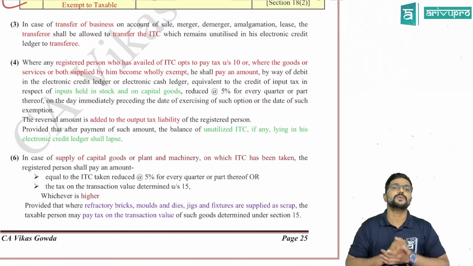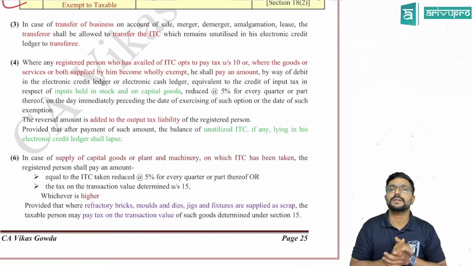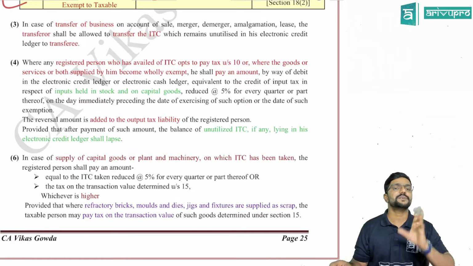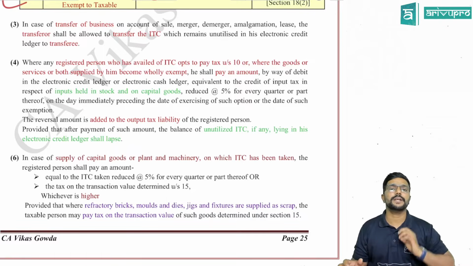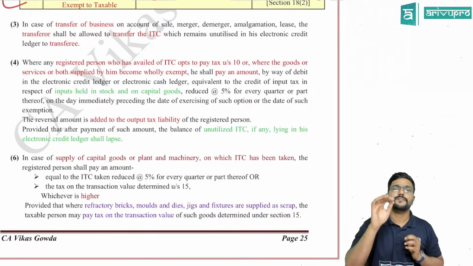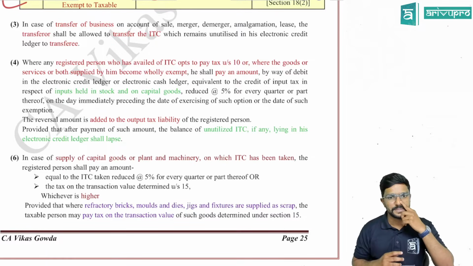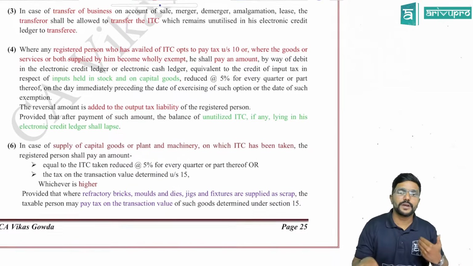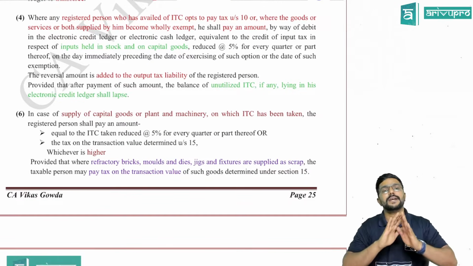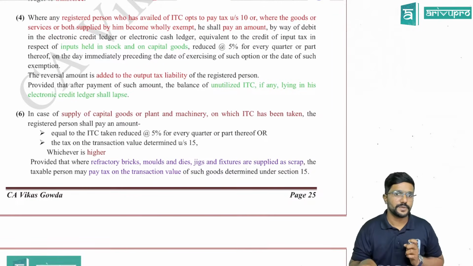So that is why we have to reverse and add whatever input tax credit we already claimed to the output tax liability. With respect to capital goods, same story. From the date of issue of invoice till that day, for each quarter or part of the quarter, 5% has to be reduced, guys. Then on any stock, if you have not yet utilized the credit, then that credit will lapse.